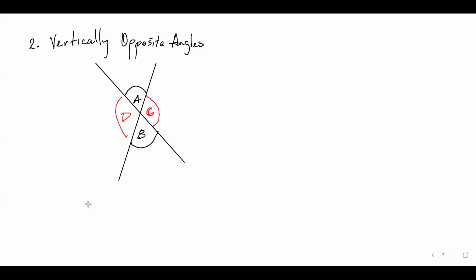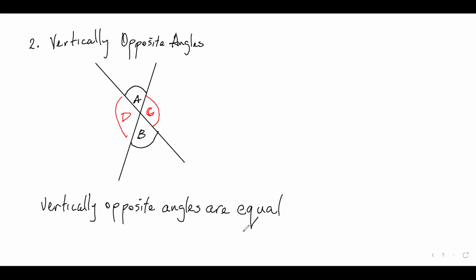All right, so vertically opposite angles, that's the rule. Vertically opposite angles are equal. So you're writing that. All right, so angle C is the same as angle D, and angle A is the same as angle B. So let's try one.